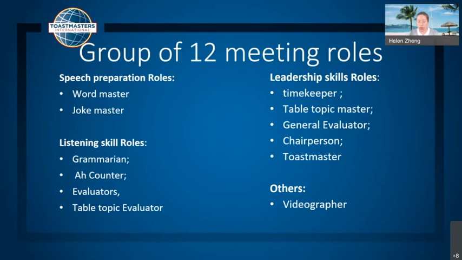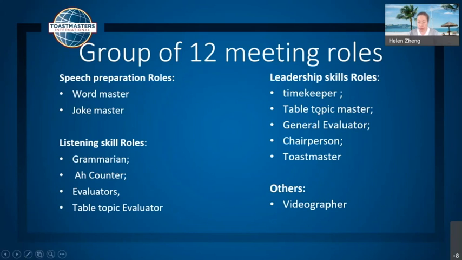Listening skill roles include grammarian, Ah counter, evaluators, and table topic evaluator. If we play those roles, we will learn and practice how to listen in detail and how to take notes. By evaluating other speeches, we will get to know what points we need to pay attention to in my own speech, and it will also help us know my own shortcomings. I believe those are the second step to improving public speaking skills.